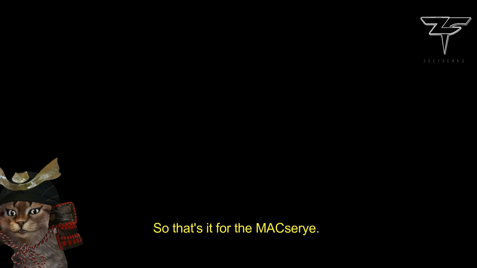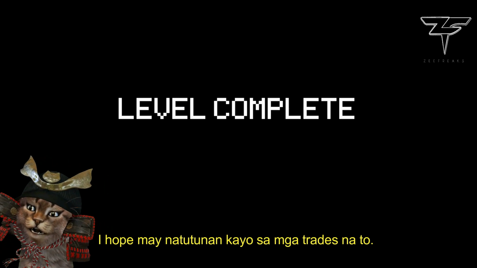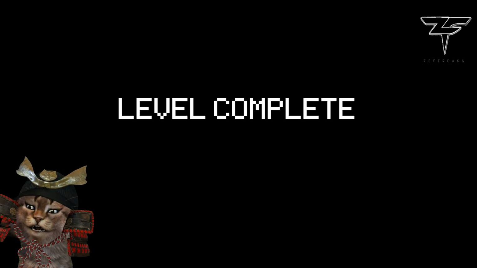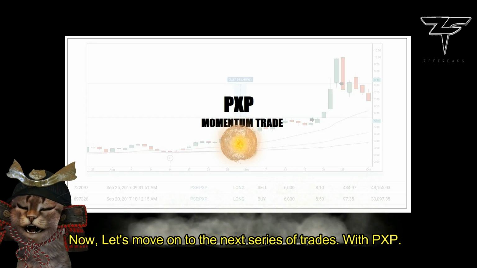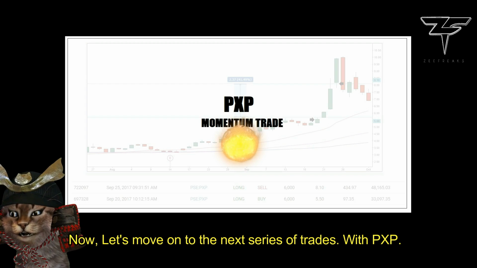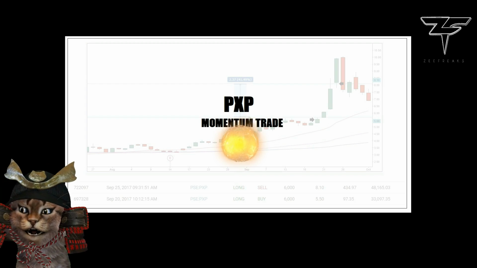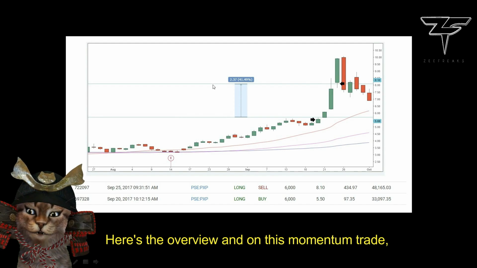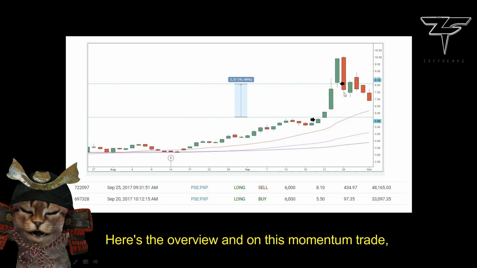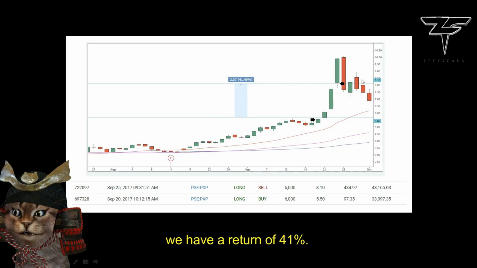So that's it for the Max Serie. I hope may natutunan kayo sa mga trades na to. Now let's move on to the next series of trades with PXP. Here's the overview, and on this momentum trade, we have a return of 41%.